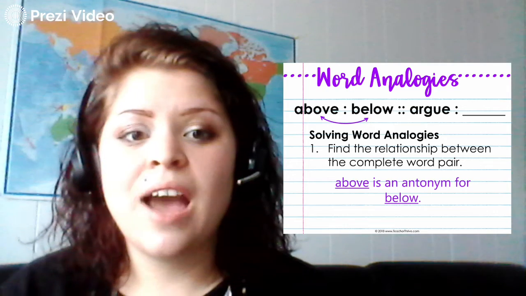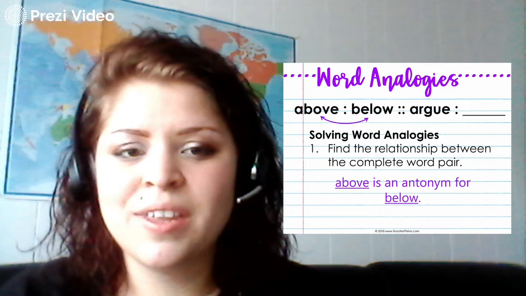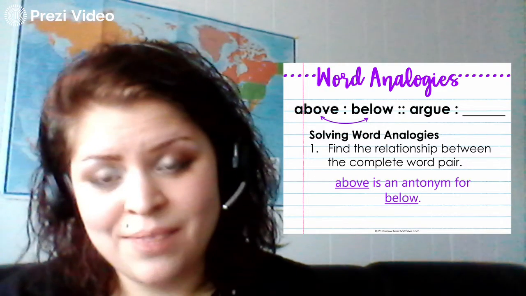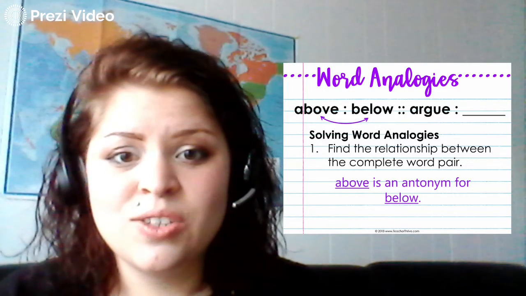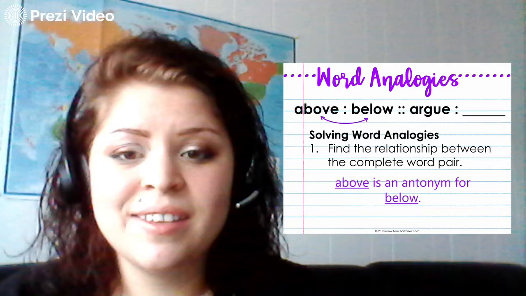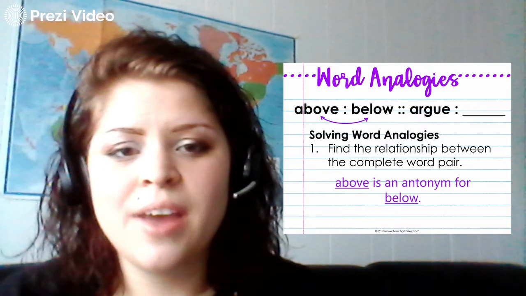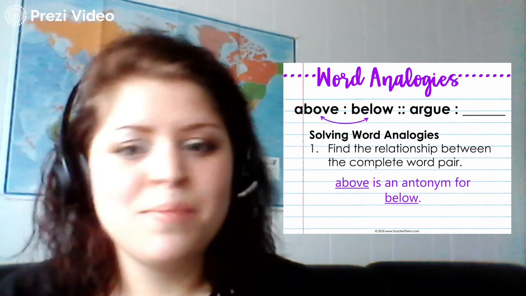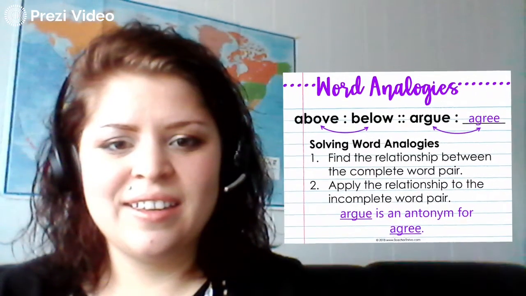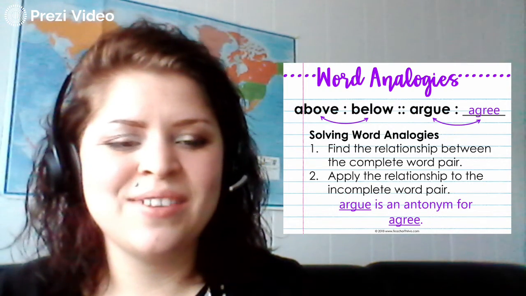So, what is the opposite of argue? And keep in mind, there can be more than one right answer. First thought that comes to my mind is if I'm not arguing, I'm agreeing. So you can have above is to below, as argue is to agree. Something else you might think is compromise. Above is to below, as argue is to compromise. There can be more than one right answer in this case. Above is to below, as argue is to agree. That's what we used here.